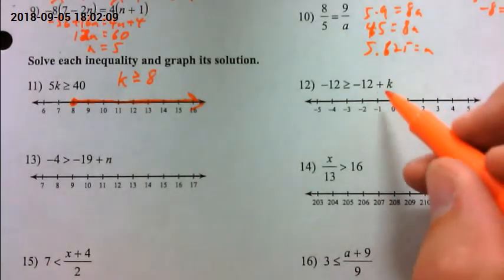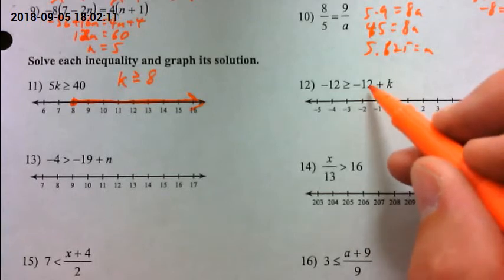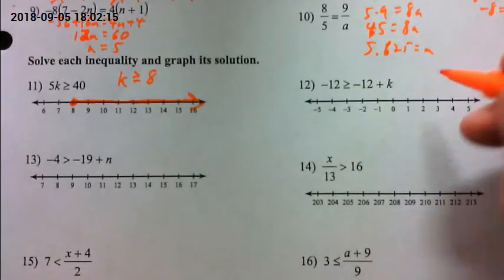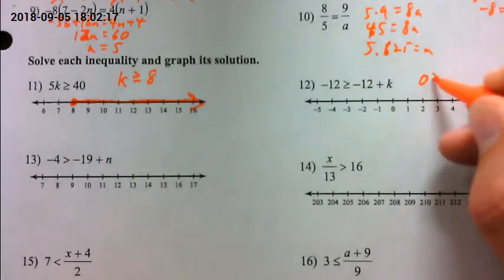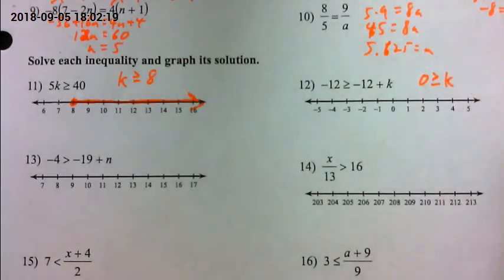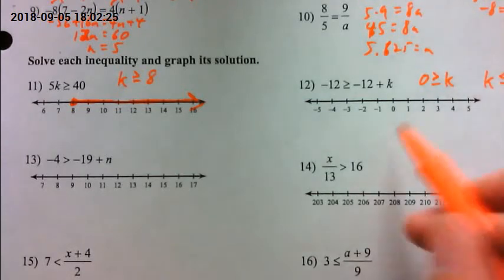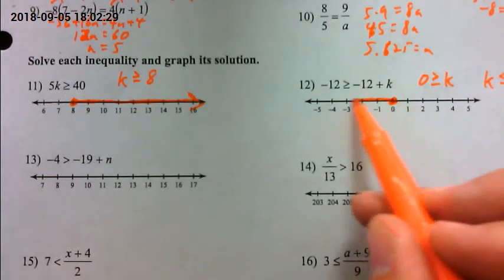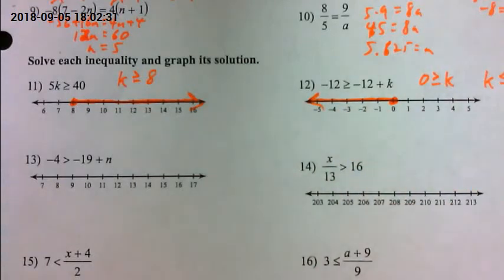On 12, just one step. Bring the 12 over by adding it because it's -12, so you have to add +12. Gives us 0. So 0 is greater than or equal to k. Reverse that so you can graph it properly. So k is less than or equal to 0. So at 0, we have a closed circle. It's everything less than 0.